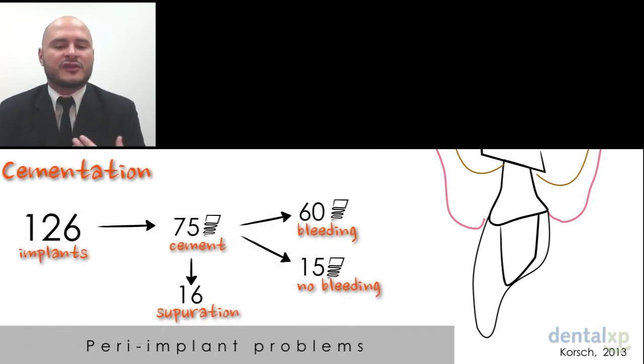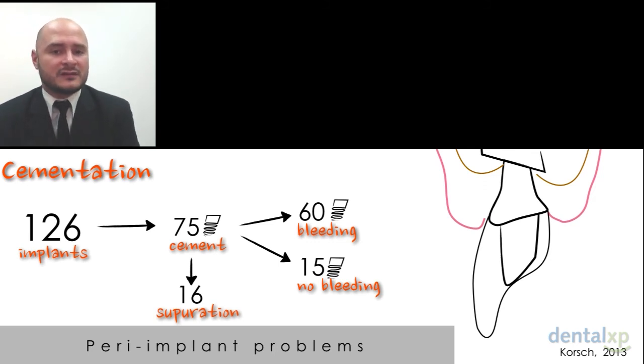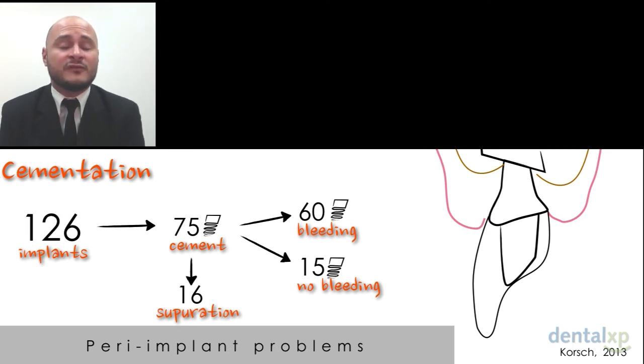Now, Korch in 2013 studied 126 implants. 75 of them had cement. Out of these 75, 60 of them presented bleeding, and 15 of them presented no bleeding.